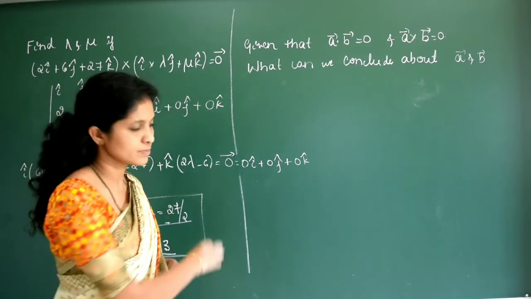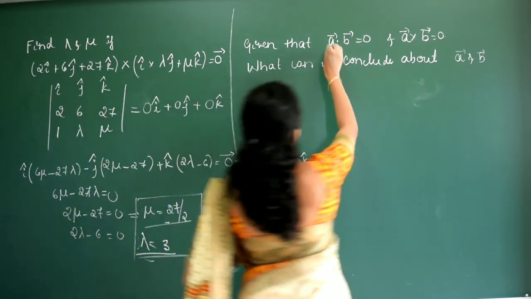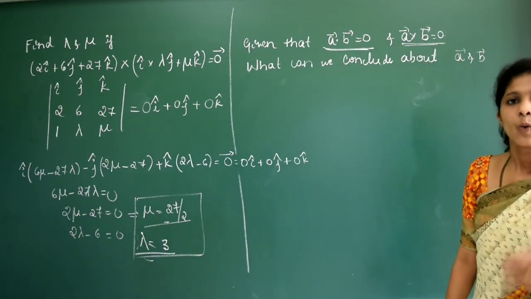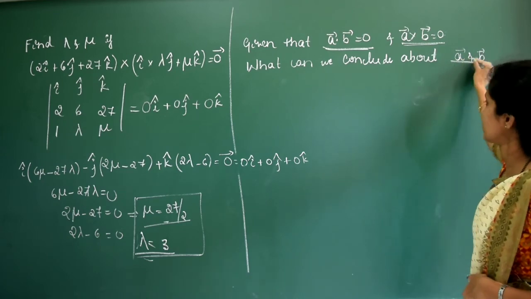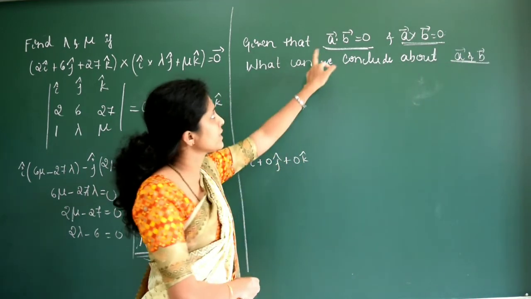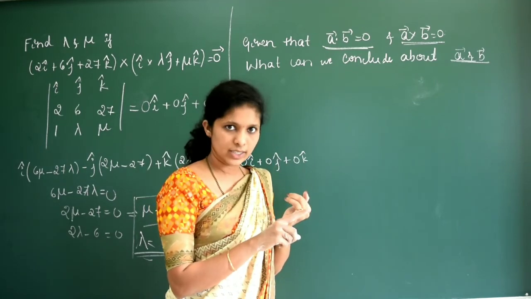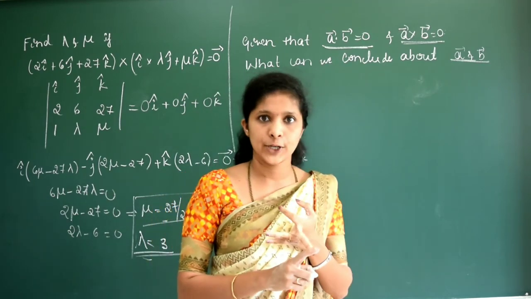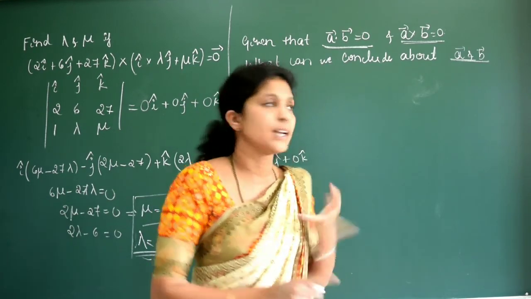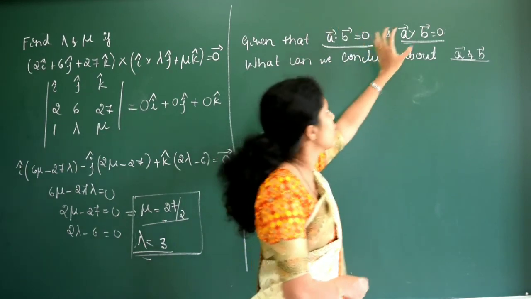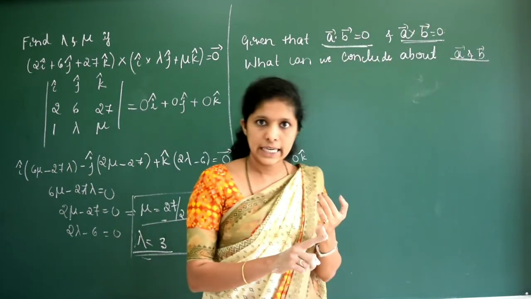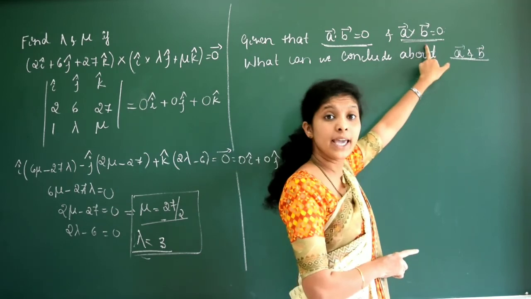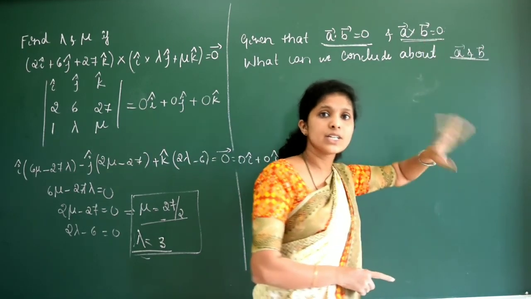2 marks problem. See this. Given that a vector dot b vector is equal to 0 and a vector cross b vector is equal to 0, what can we conclude about a vector and b vector? Can you say? When will the dot product be equal to 0? Either a vector equal to 0, or b vector equal to 0, or those two are perpendicular, right? Whenever they are perpendicular, we can say the dot product is equal to 0. This is one condition. For the cross product, either a vector should be equal to 0, or b vector should be equal to 0, or a vector should be parallel to b vector, right? Which condition can we take here?